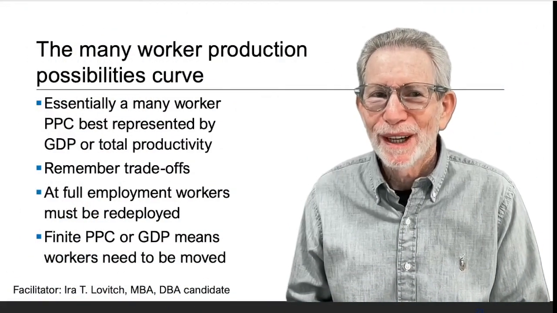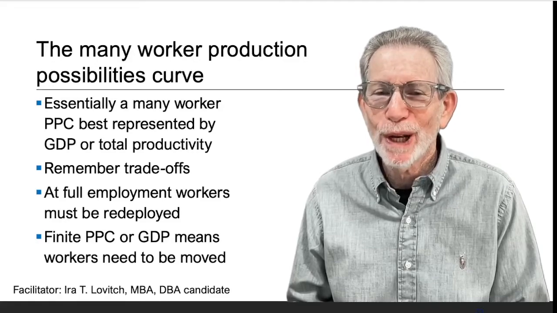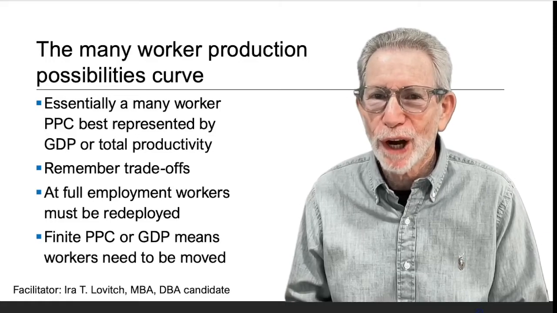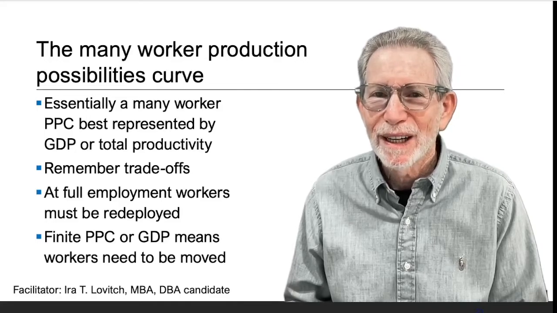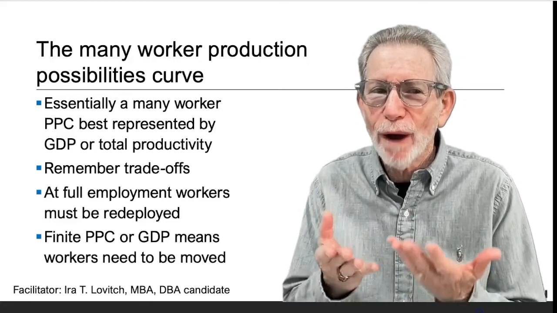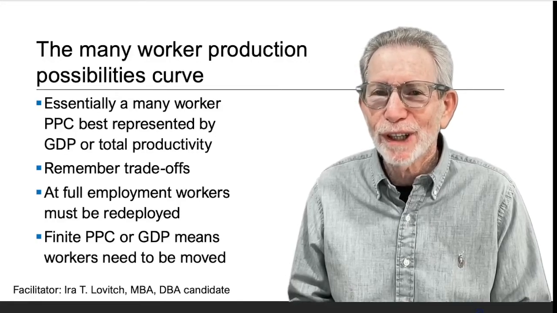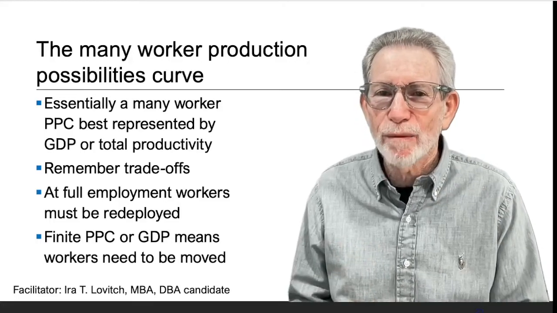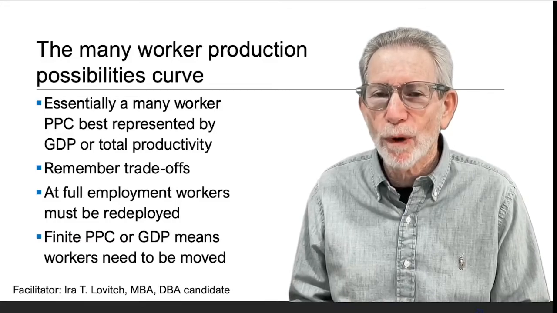Hopefully that helped. What is the many-worker production possibilities curve then? If we go beyond two workers, well, it's essentially a PPC, or production possibilities curve, that's best represented in society by GDP, or total productivity. Remember trade-offs? So at full employment, remember the Keynesian concept of full employment does not mean zero unemployment. It means a rate of normally between 2 to 6%, somewhere in that range, perhaps 4 to 5%.